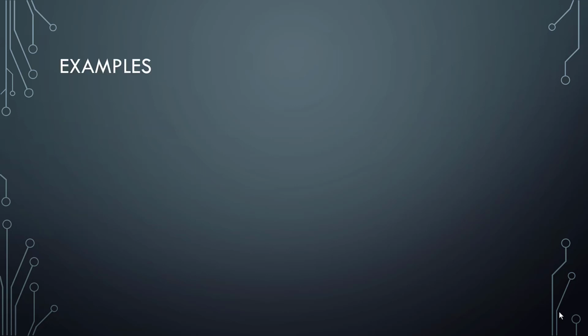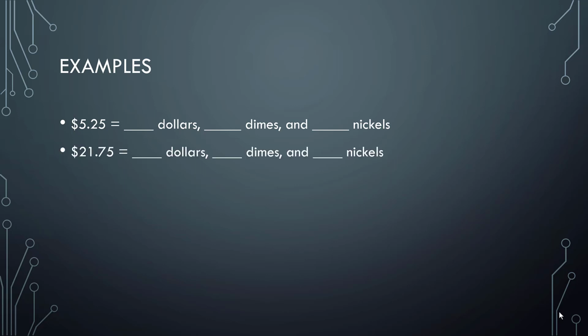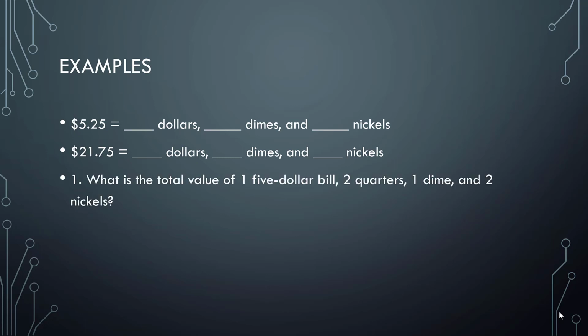Okay, examples. So here's an example. You might get a question something like this says, okay, $5.25, what does that equal? Okay, write this in your notebook. If you know it, figure it out. I'm not going to give the answer just yet. $21.75, what does that equal? Okay, or then you might get something like, what is the value of one $5 bill, 2 quarters, 1 dime, and 2 nickels? Okay, so let's go with the first one.